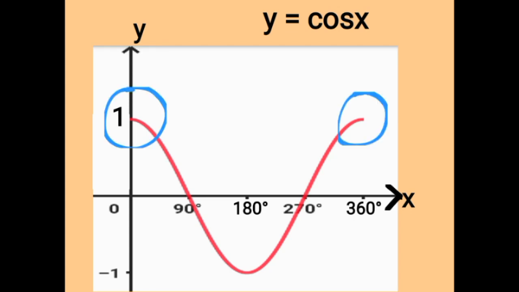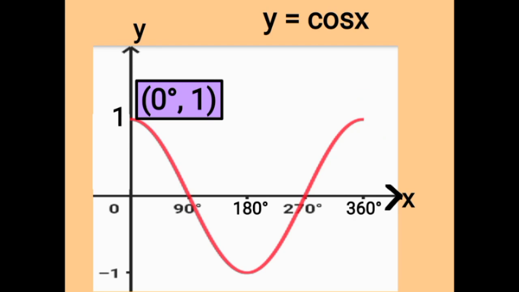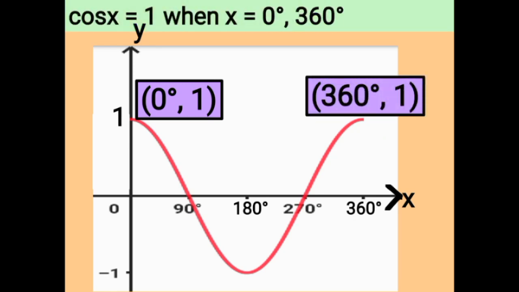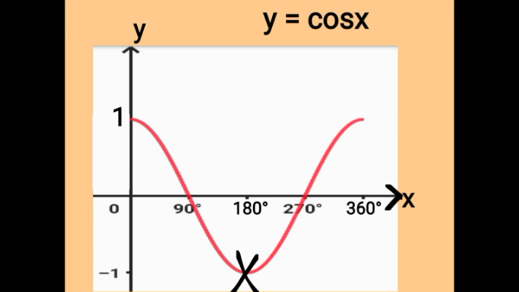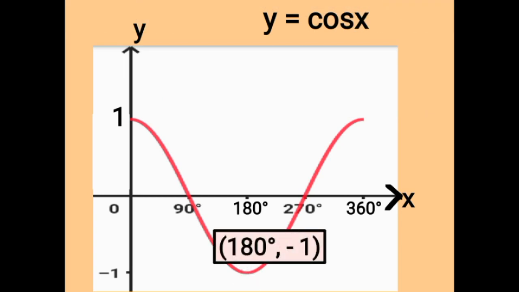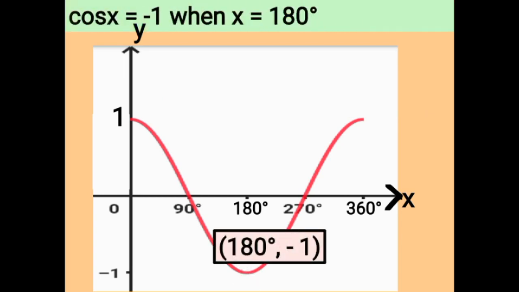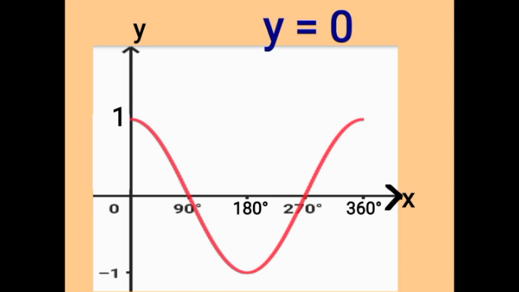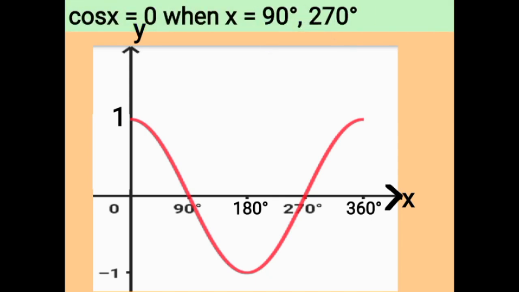Here, the graph has two maximum points at 0 degrees, 1 and at 360 degrees, 1. So, cos x equals 1 when x equals 0 degrees and when x equals 360 degrees. And also, the graph y equals cos x has a minimum point at the coordinates 180 degrees, minus 1. So, cos x equals minus 1 when x equals 180 degrees. The graph now crosses the x-axis at 90 degrees and 270 degrees. So, y equals 0 or we could say cos x equals 0 when x equals 90 degrees and when x equals 270 degrees.